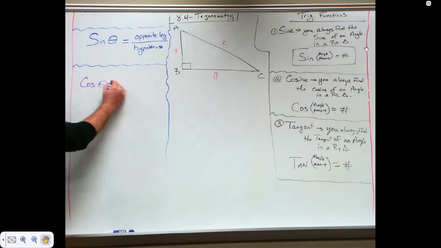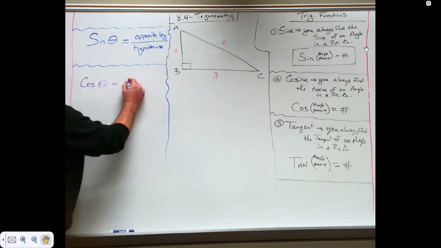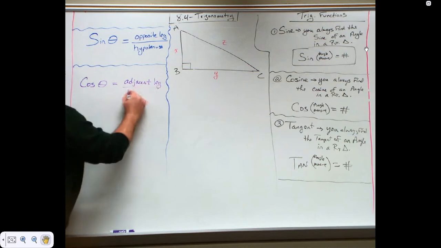Cosine of theta. It has a different ratio. It is always the adjacent leg over the hypotenuse.